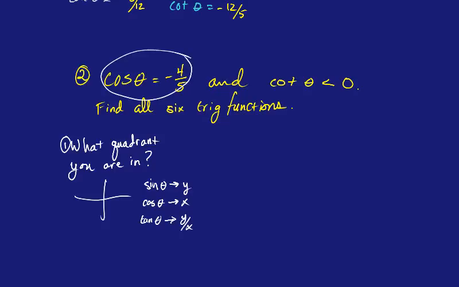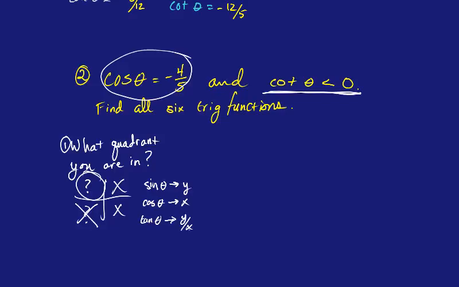So they tell me that cosine is negative 4/5. That means the x values have to be negative, so I am either in the second quadrant or the third quadrant. I can't be in the first or the fourth because cosine is negative there. Then they tell me that the cotangent is negative, which means tangent is negative. Tangent comes from y divided by x. In quadrant 3, the y values are negative, and so are the x's, so a negative divided by a negative would be positive. So it can't be this one either. It has to be quadrant 2, where dividing a positive by a negative gives a negative.